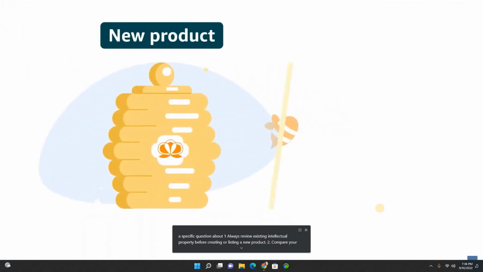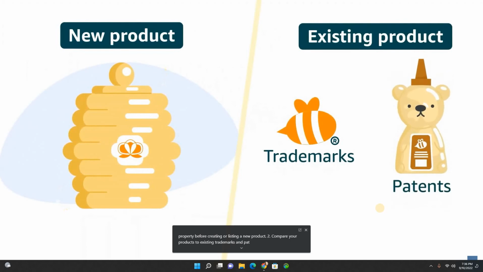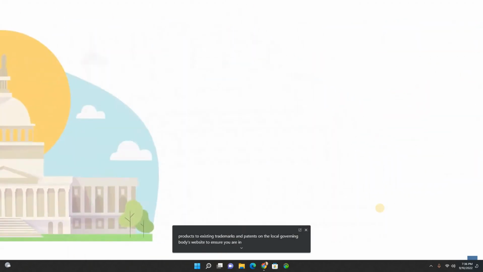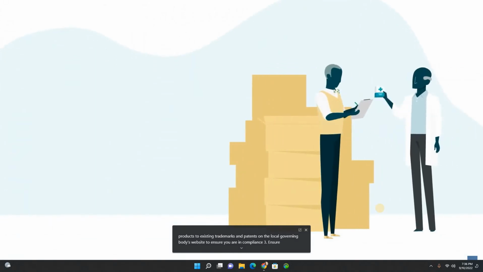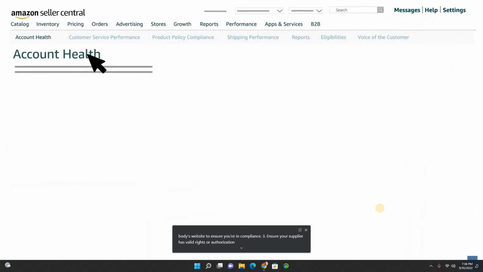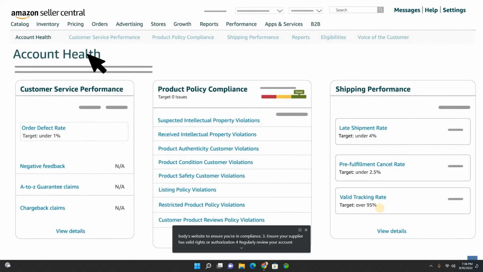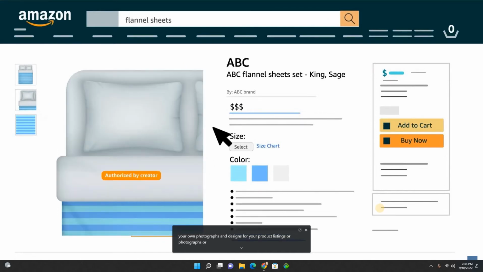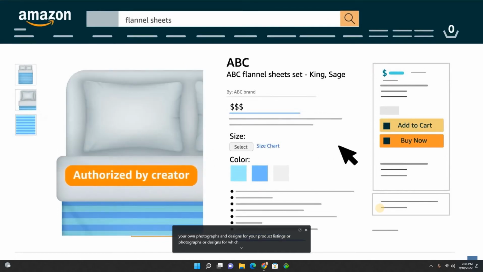Compare your products to existing trademarks and patents on the local governing body's website to ensure you are in compliance. 3. Ensure your supplier has valid rights or authorization. 4. Regularly review your account health dashboard to be aware of any risks to your account. 5. Use your own photographs and designs for your product listings, or photographs or designs for which you have received permission to use from the creator.